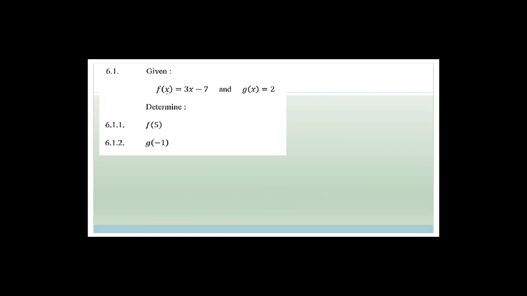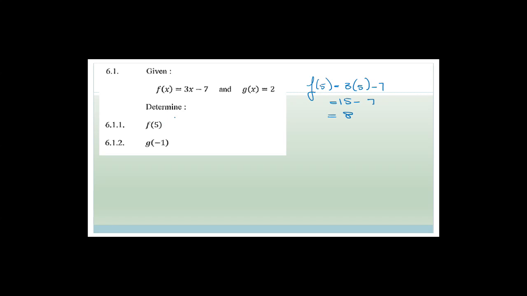Right, now it says, given f of x is equal to 3x minus 7 and g of x equals 2, first it says determine f of 5. Okay, so what they're saying is they want the value of this when x equals 5. So that's what we're going to do. We're going to substitute in. f of 5 is going to be 3 times 5 minus 7, which means that's 15 minus 7, which is 8.